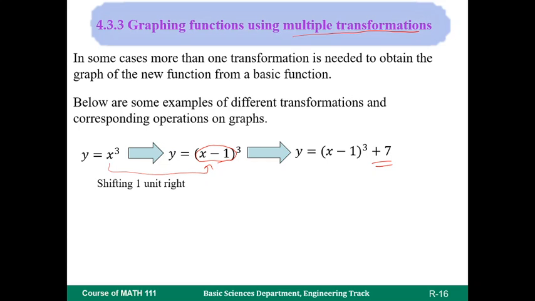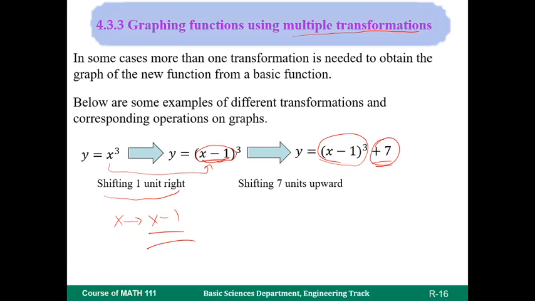Now, this means shifting it 1 unit. You remember, like x is replaced by x minus 1. So shifting it 1 unit, right? And then adding an extra number to the function will make it shift 7 units up. So these transformations, shiftings, can be done back to back.